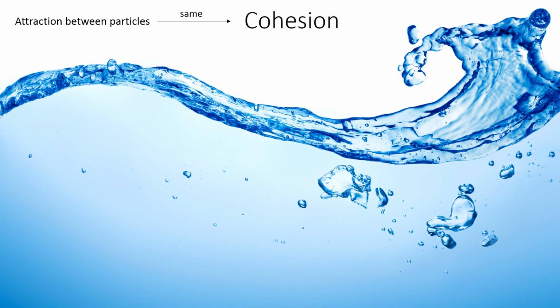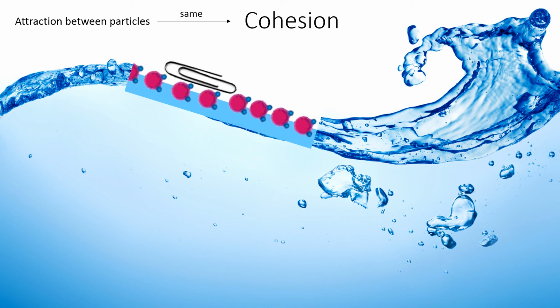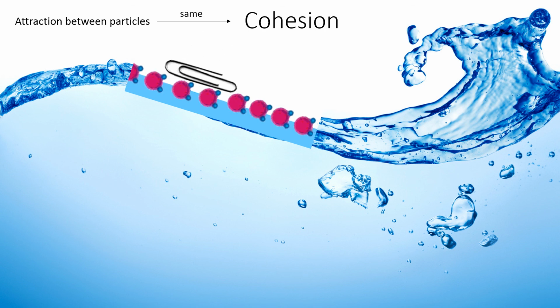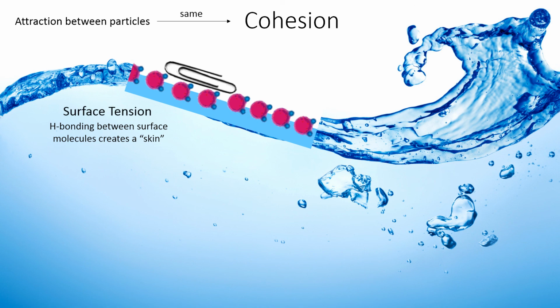When those particles are the same, like two water molecules, we call that cohesion. The water molecules here on the surface of this solution are sticking to one another through hydrogen bonds. All right, and the force of those hydrogen bonds is holding those molecules of water together, creating like a skin. We call this surface tension.